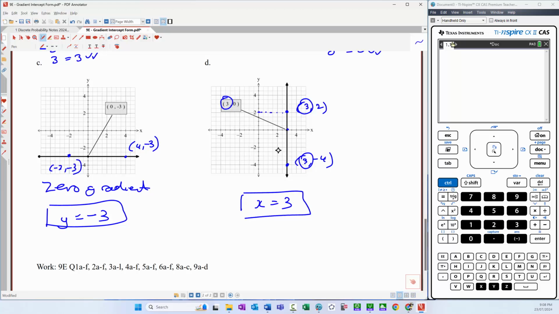Okay, and remember the gradient for this one here, we say that the gradient doesn't make sense. Our definition of gradient that we've been using is, as x increases by 1, what's the change in y values? The problem here is that x does not increase, so the gradient doesn't make sense. So we say that there is no gradient.